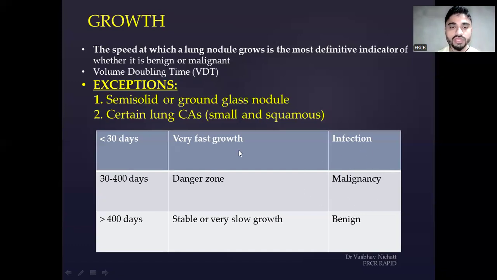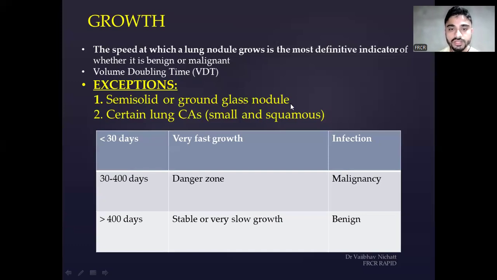Okay, understood. Now there are a few exceptions to it. The first exception is the semi-solid or ground glass nodule. We all know that a few adenocarcinomas will show ground glass nature on HRCT chest. Then how do we say whether ground glass nodules are of benign or malignant nature? Since ground glass or semi-solid nature of the lung nodule is associated with malignancy, these semi-solid and ground glass nodules will show a volume doubling time of more than 1000 days.